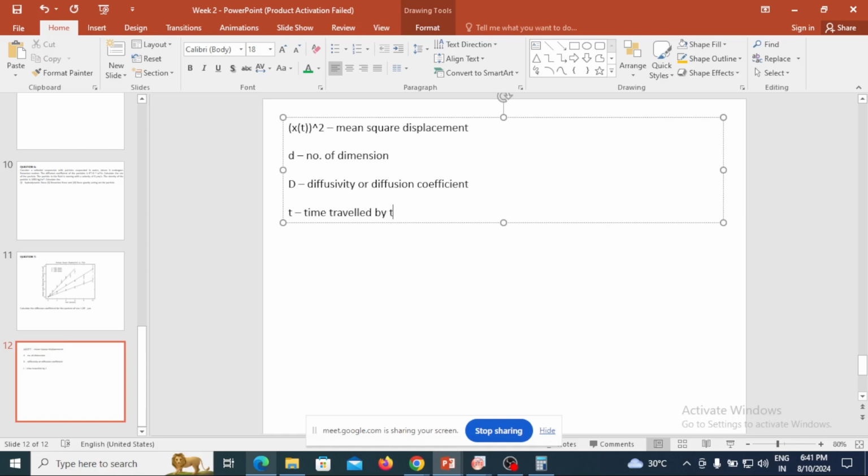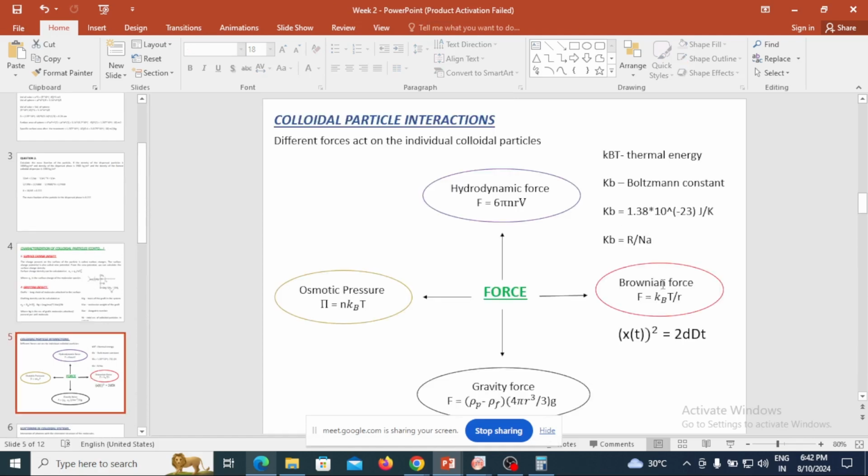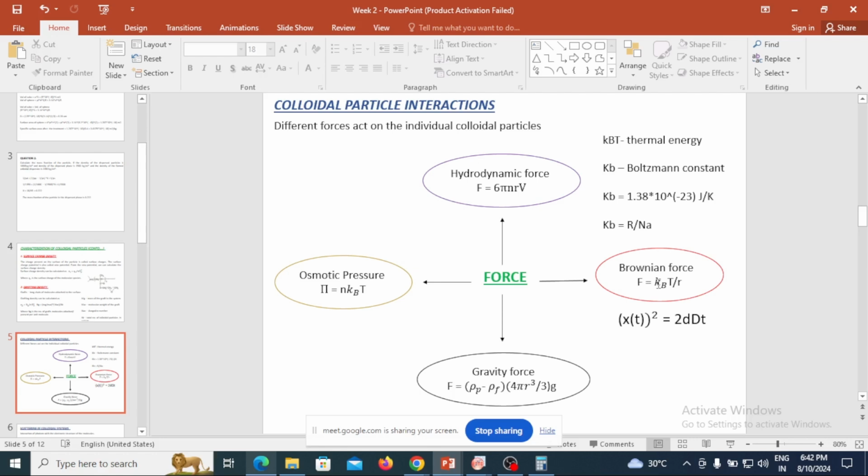by the colloidal particle in the suspending medium, right? So this is how you calculate the average or the mean square displacement that is covered by your colloidal particles due to the Brownian motion. So this is about Brownian force. So gravitational force, it's because of the density difference. Brownian force, it's because of the thermal energy that the particular colloidal particle carries with it.